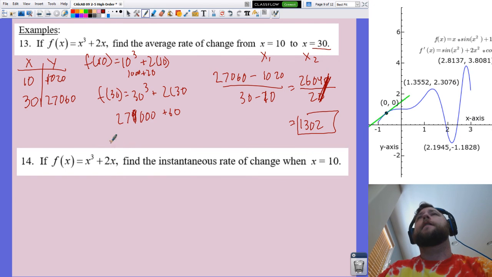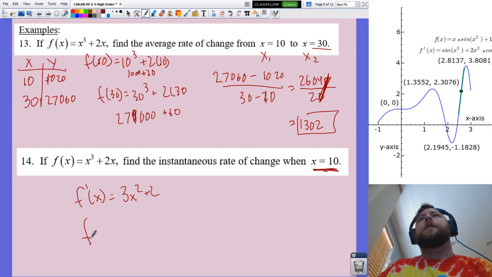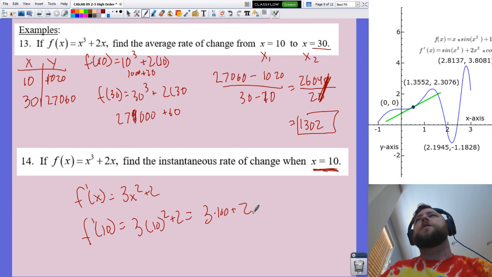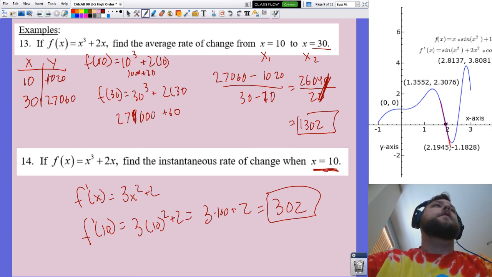Pretty big. Now try this. Instantaneous, so I mean derivative at x equals 10. That just found the average rate of change. If you want to find the derivative at a certain point, we just have to find f prime of x, which is going to be 3x squared plus 2. And we want to find f prime of 10. So 3 times 10 squared plus 2, which is 3 times 100 plus 2, which is 300 plus 2, or 302. That was easier. And that's it. Stopping right there.